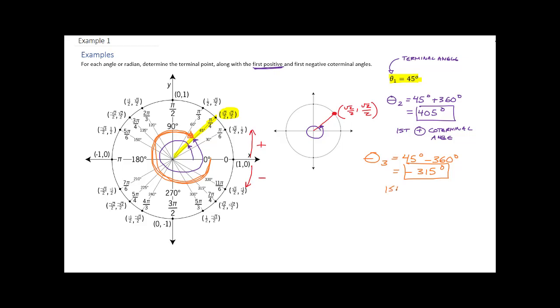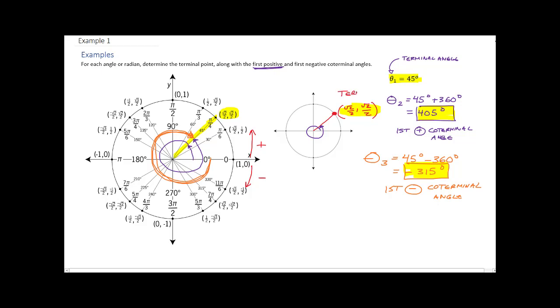Let me write that down. First negative coterminal angle. Oops, forgot the L. All right, and that's really all there is to that. So let's do another one here. So in other words, what am I trying to say? All we're saying right now is, here are 3 angles that all end at the exact same terminal point. The terminal point is this guy right here. So let's maybe make that clear.